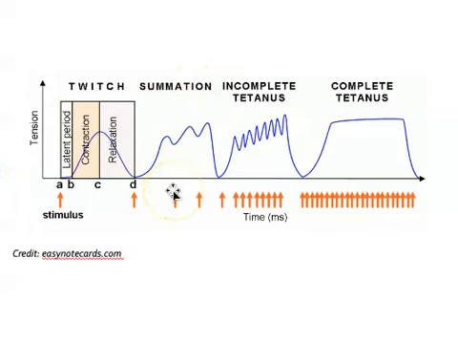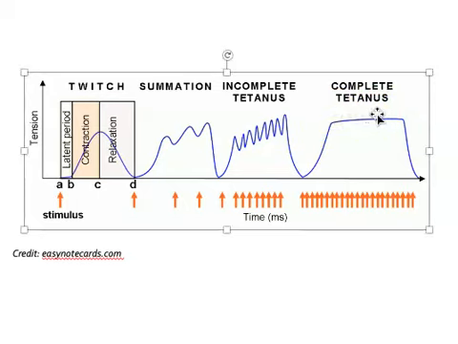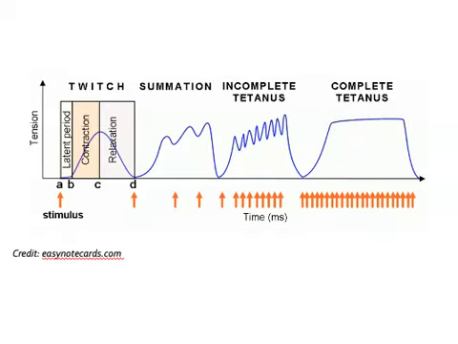Now, as the rate or the frequency of the action potentials gets faster and faster, we see something else happen. We go into this incomplete tetanus pattern and then into complete tetanus. In complete tetanus, the amount of tension, the amount of force in the muscle just flatlines, it plateaus. You see no relaxation going on. The muscle fibers in the muscle are contracted, and there's no relaxation at all going on. It's a continuous contraction. It's a tetanus.